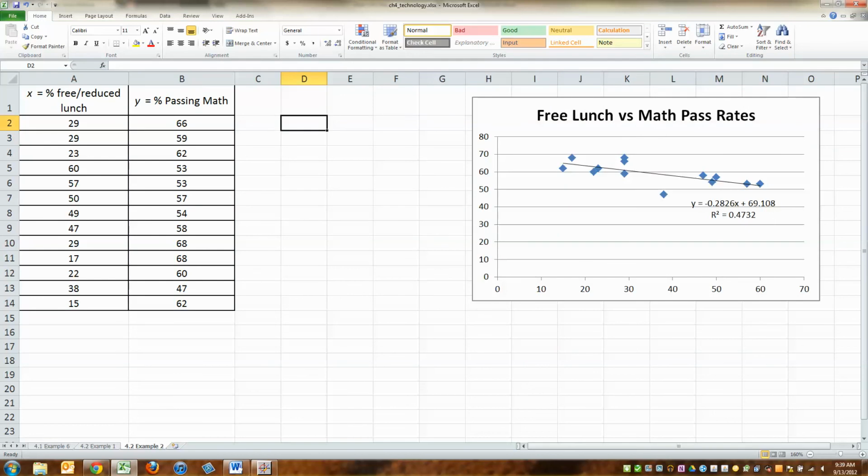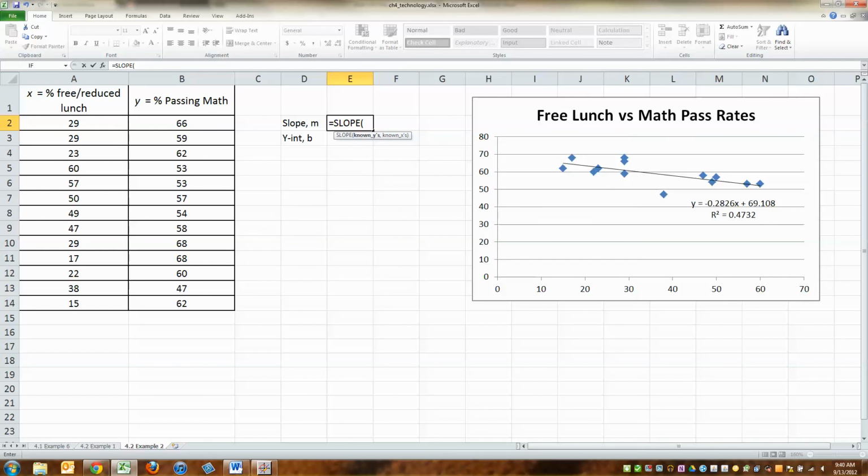Now let me show you another way. If you want the slope and the y-intercept, right? Because remember, your y-intercept is b, your slope is m, and y equals mx plus b, right? So for slope, you can type equals SLOPE. That's actually a function. Now notice it goes weird.